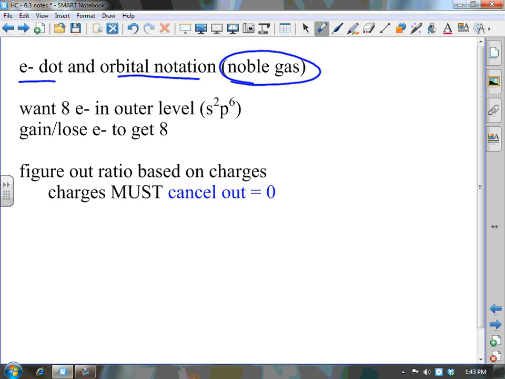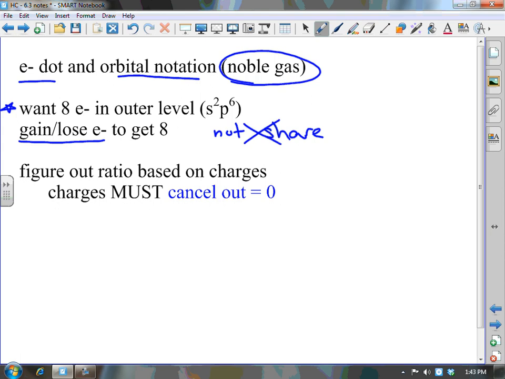So what do we have to remember? Just like covalent, every element wants to have 8 in its outermost level. It wants to end up with S2P6. The difference again between this and covalent, they're going to gain or lose to get 8, not share to get 8.